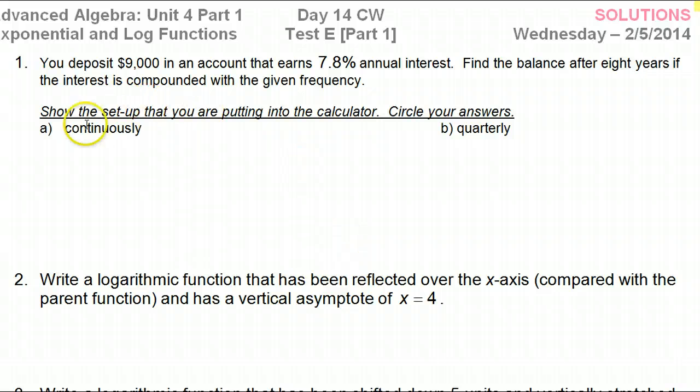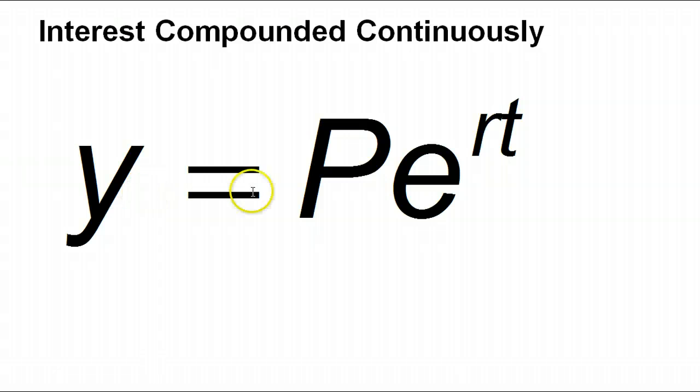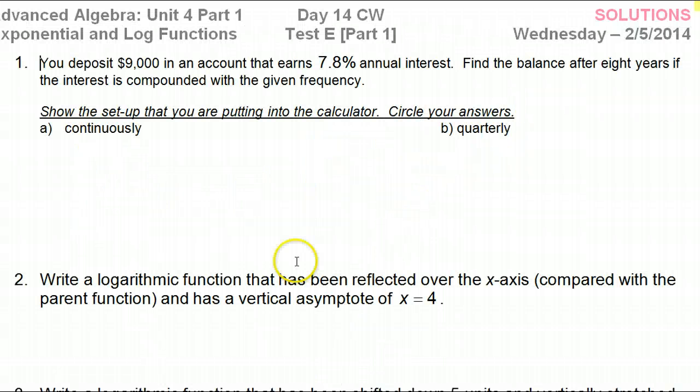So this first one, part A, says continuously, so we will definitely use this PERT formula. So we're going to start off thinking this, y equals p times e to the rt power. Now this 9,000, if it's the initial amount, it goes here for p. If it's the amount we will have years later, it will go here for y. You deposit 9,000 in an account that earns this much interest. Find the balance 8 years later.